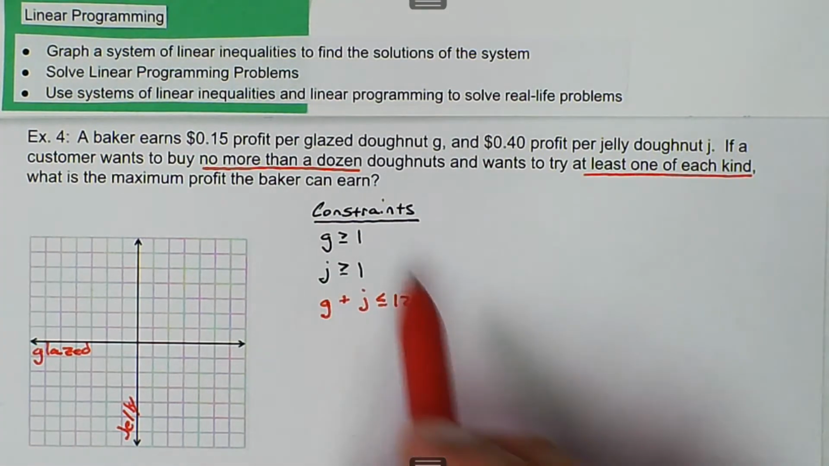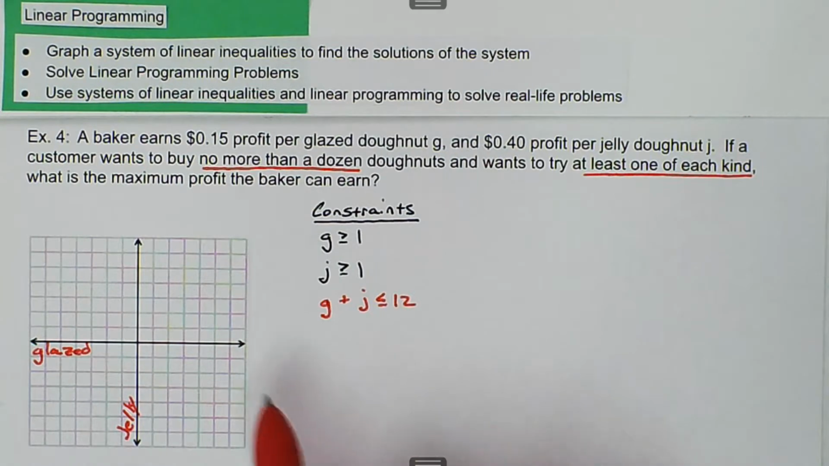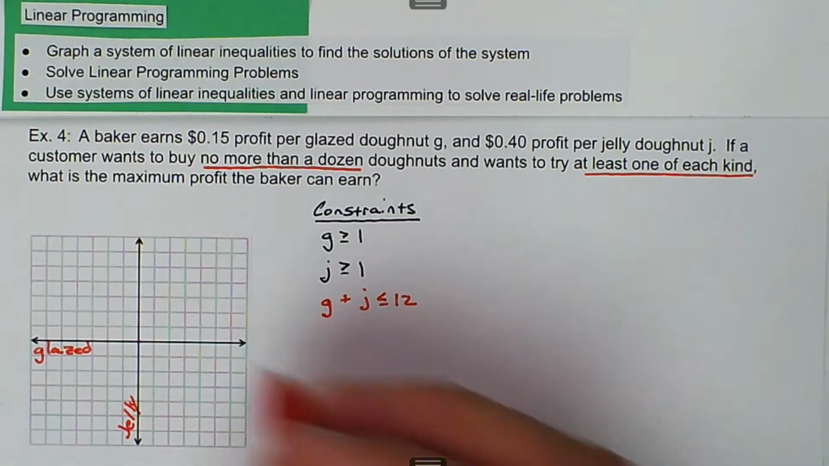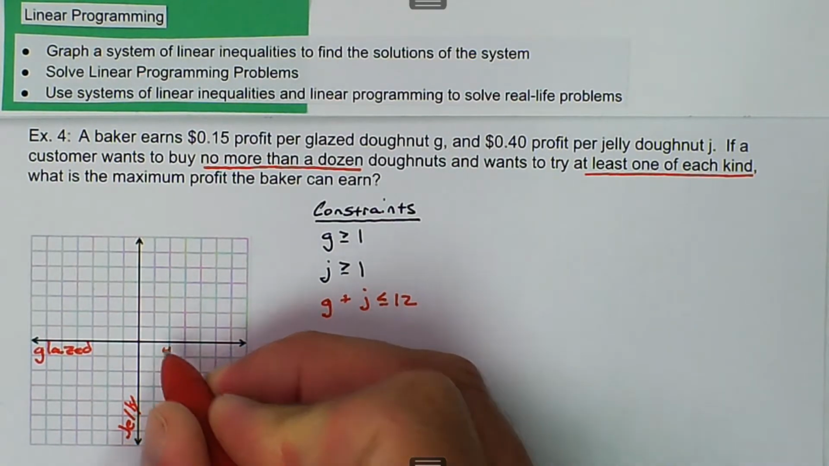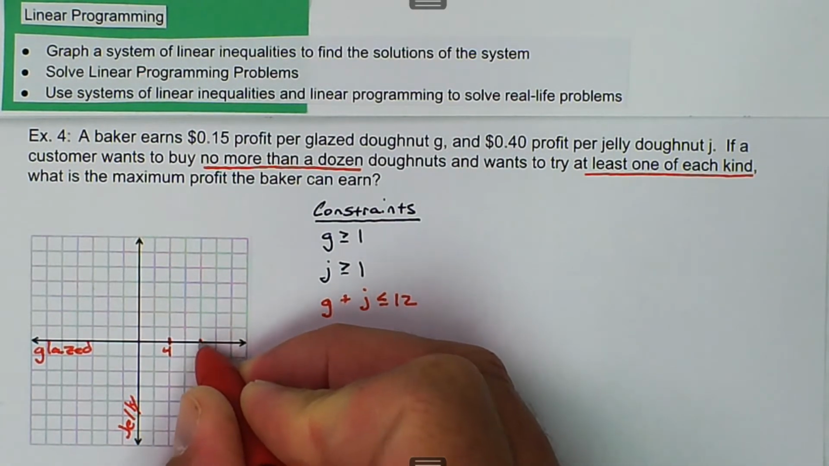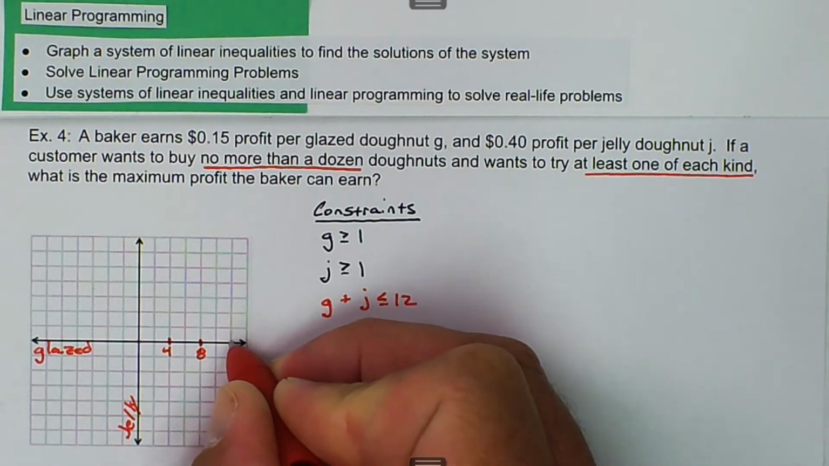So now that we have our constraints and we're going to be able to graph our feasible region, we have to look at what we have. So we have 1, 2, 3, 4, 5, 6, 7. 7 is not going to get us to 12, what we need. So what we're going to have to do is count by 2s. So 2, 4, 6, 8, 10, 12.